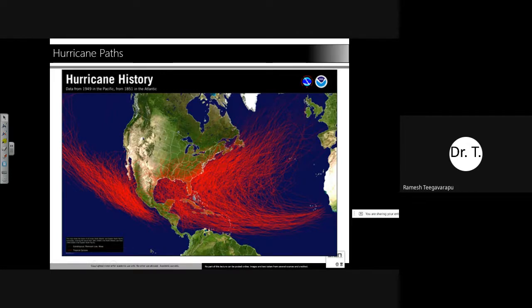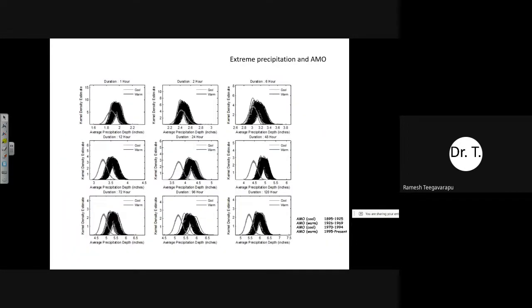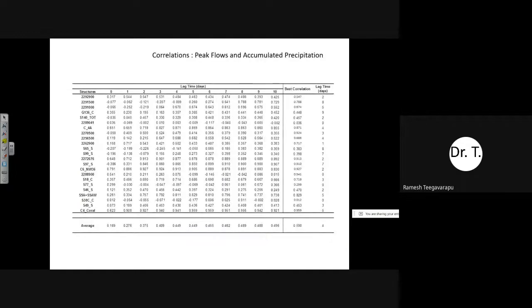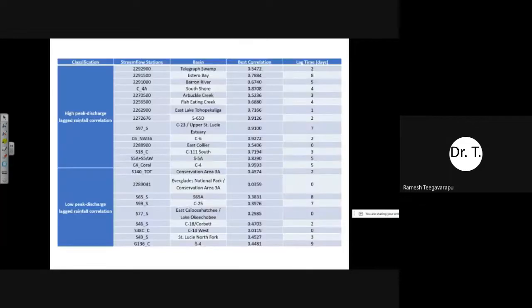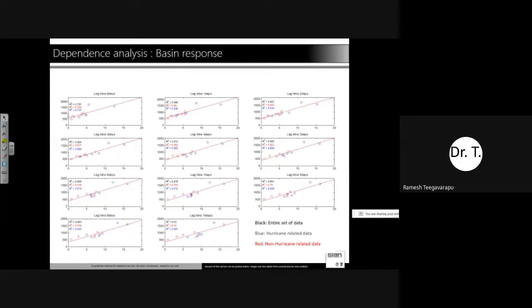You can see how many hurricanes we get every year. These are the cyclones, basically. And the extreme precipitations are also higher for different precipitation durations. And this is our lag, what you call dependency analysis. That means you see the lag days and the correlation between them. I'm going to show you this example here. So you see here 0 days, 1 day, 2 days, 3 days, and now going up to 10 days.